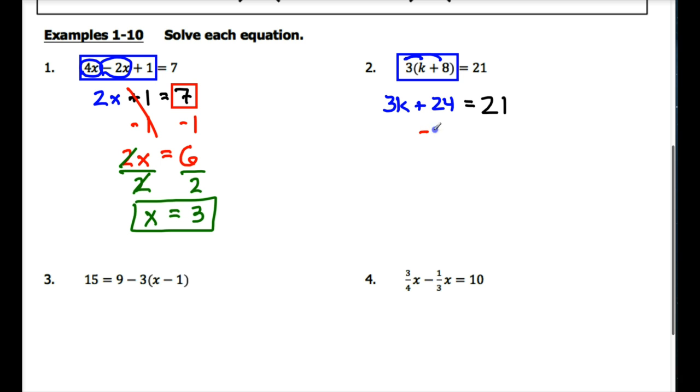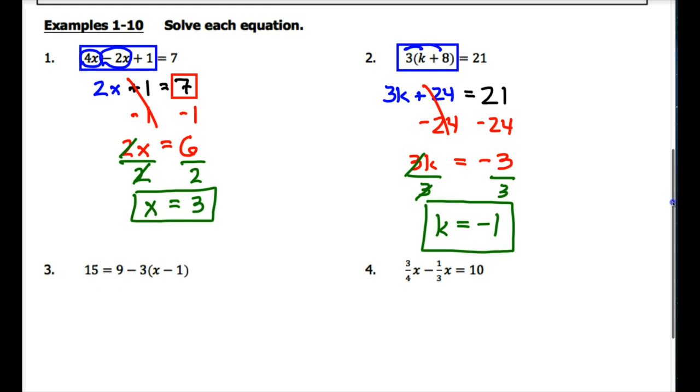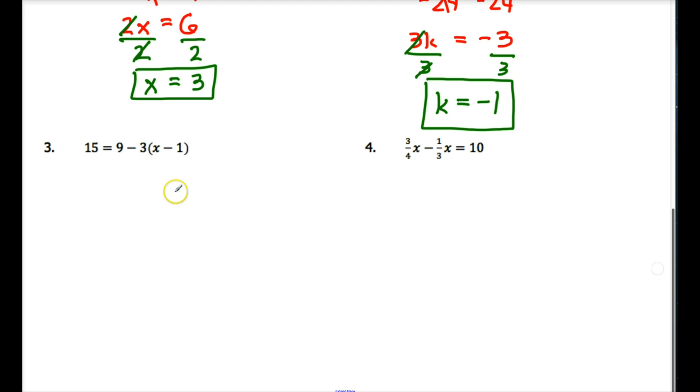So I subtract 24 to get rid of positive 24. That's going to give me 3k is equal to 21 minus 24 is negative 3. Then I can divide both sides by this positive 3 to isolate k, and that gives me k is equal to negative 3 divided by 3 is negative 1. Again, I do want you to get in the habit of checking. To save some time, I'm not going to show you the check for this one, but I will show you the check for number 3.